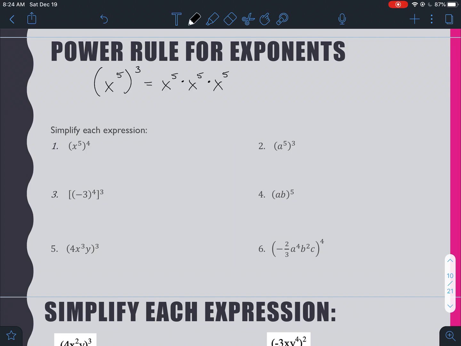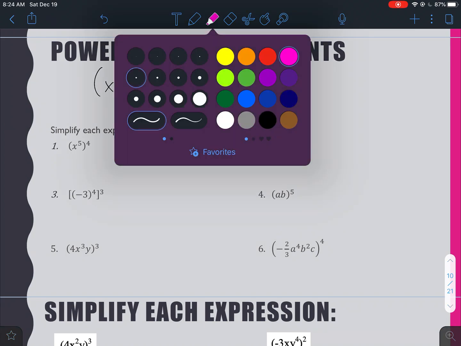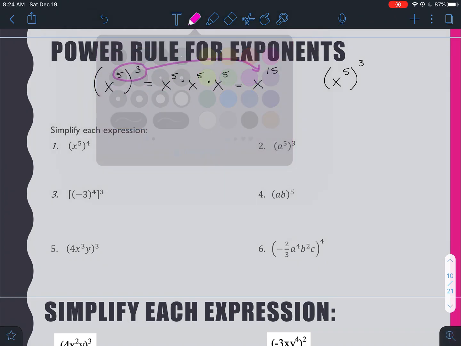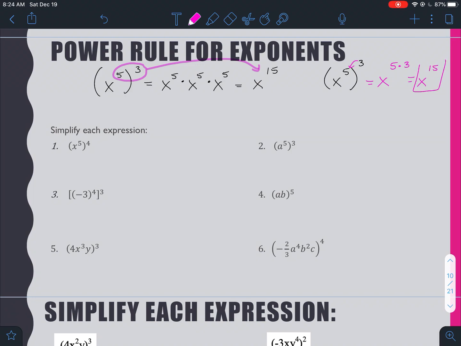So it's actually the product rule in disguise. If I did x to the fifth times x to the fifth times x to the fifth, I could add those exponents and I would get x to the 15th. But since it's a rule by itself, it's not product rule, it's called power rule. What is the rule? What did I do with the 5 and the 3 to get a final answer of x to the 15th? You multiplied them. So when you have x to the fifth raised to the third power, the rule is you multiply that exponent times the outside exponent to get your answer. So this would be x to the 5 times 3, and so it's going to be x to the 15th.